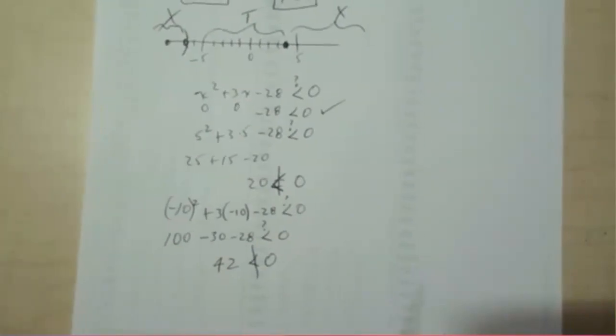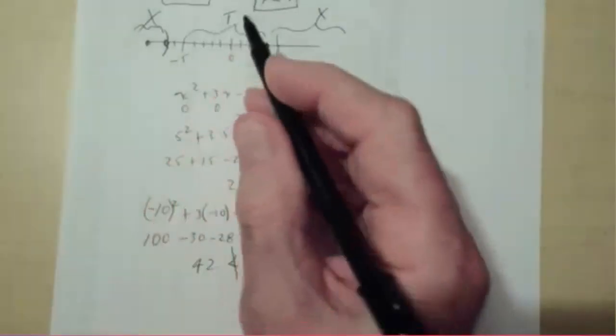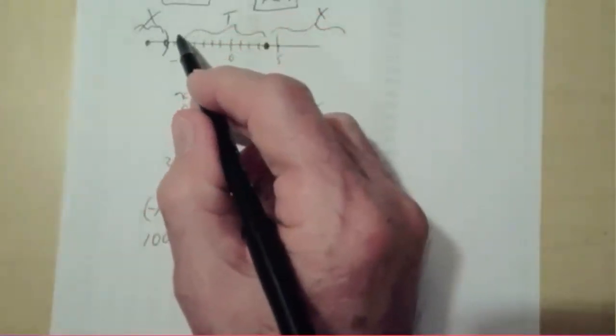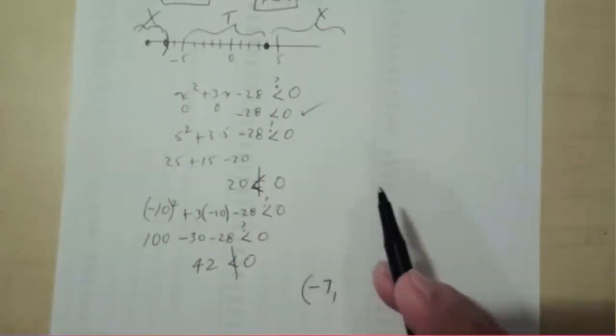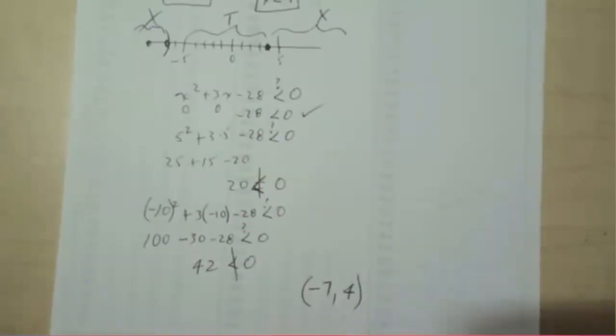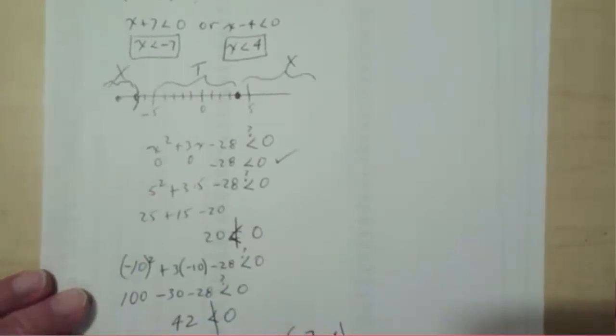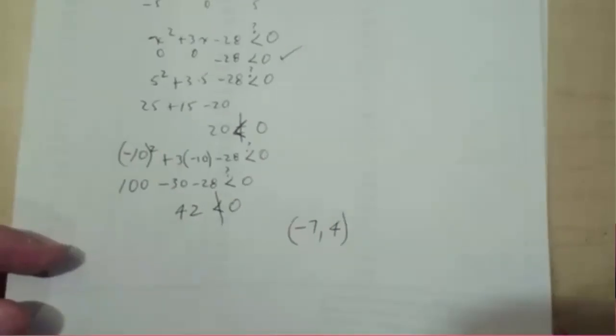Okay, so what would be our interval notation? Negative 7 on this side with a parenthesis because it does not include it, and 4 on this side. Isn't that fun? You have to take a whole piece of paper to do that one problem. Aren't you proud of yourself?